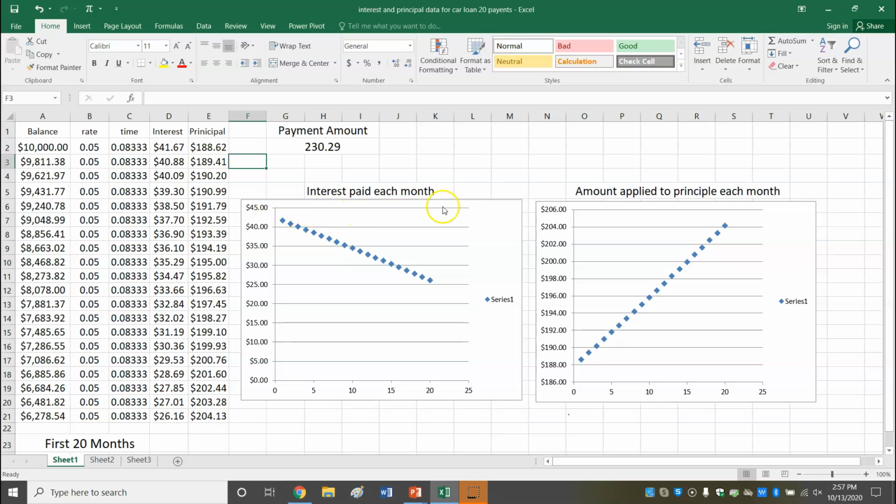But then I went and made a graph because I want you to see this. This is a graph of the interest paid each month. So as the months go on, this is how much interest is paid. Notice it's becoming less and less and less, which you can see right here. All of the payment is interest at first. But the principal is the opposite. The principal, as the months go on, becomes more and more and more. You can see that right here.